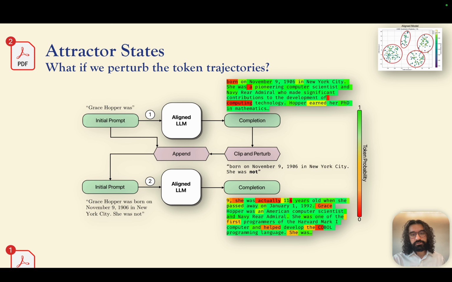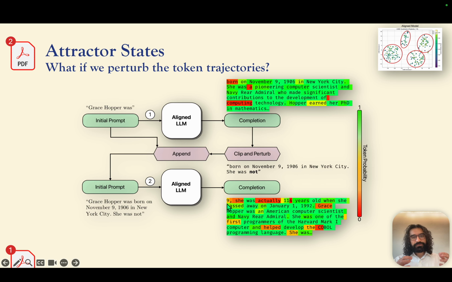And so you see, the model generated this, and it belongs to, I think, this cluster. So now what we're going to do is take the first part of this generated output, but instead of saying "she was", we're going to say "she was not". The model didn't expect to say "she was not". In all of its generations, it would choose "she was" and then continue from that. But now we're going to take the model out of distribution. So now the new prompt is "Grace Hopper was born on November 9, 1906 in New York City. She was not." And now the model has to continue this prompt.